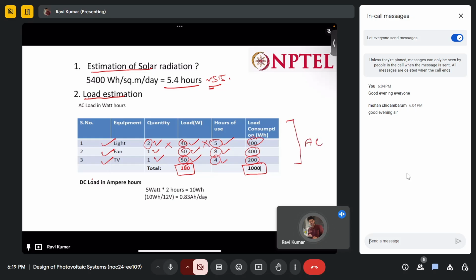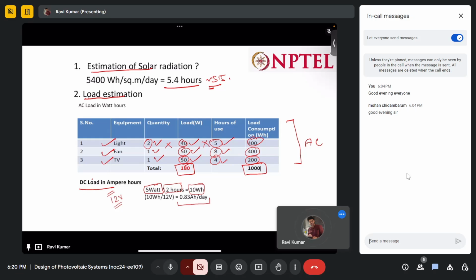For the DC load, we have a 5 watt bulb which runs for 2 hours, so that is 10 watt hour, and it is running with a 12 volt battery. The specification of this bulb is 12 volt, so it is 0.83 ampere hour, Ah, per day.